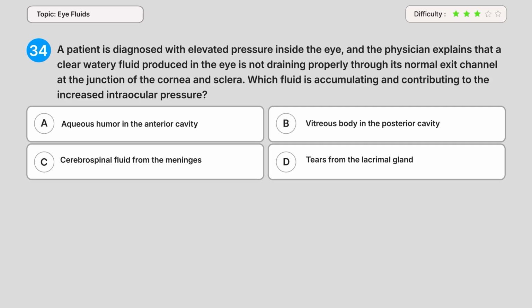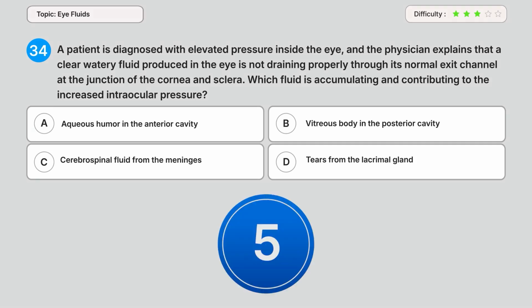A. Aqueous humour in the anterior cavity. B. Vitreous body in the posterior cavity. C. Cerebrospinal fluid from the meninges. D. Tears from the lacrimal gland. Can you guess the answer?